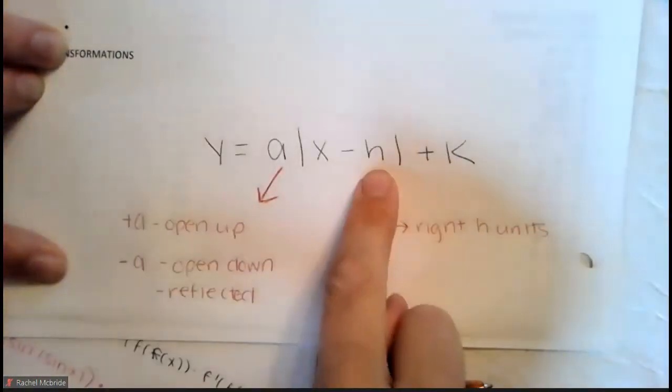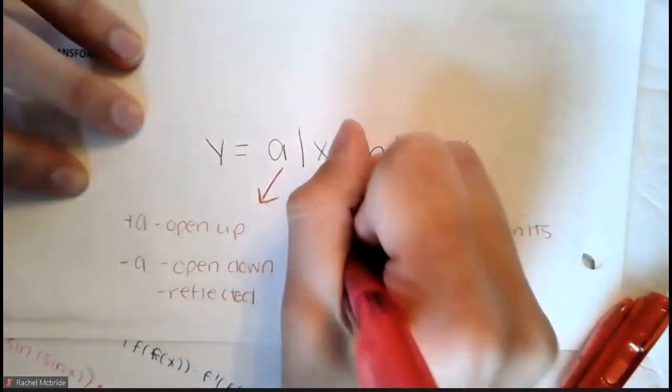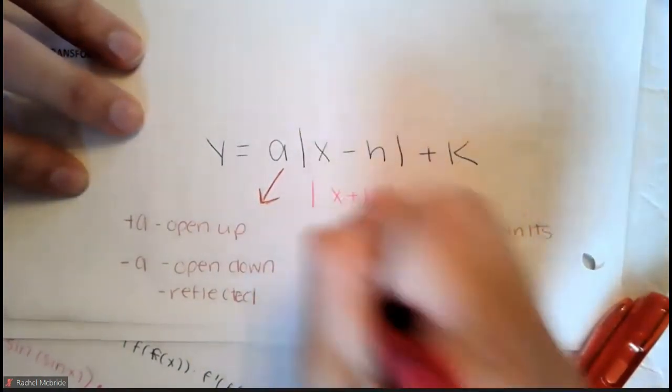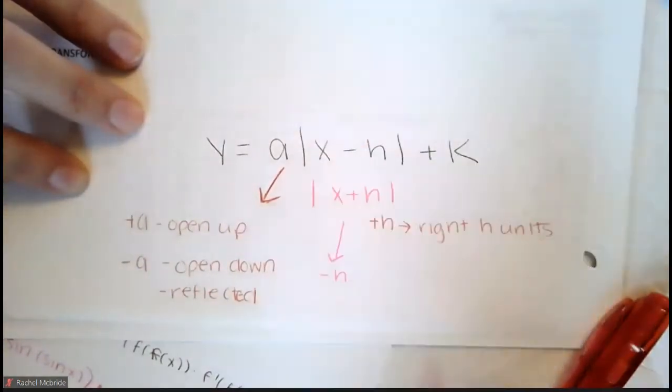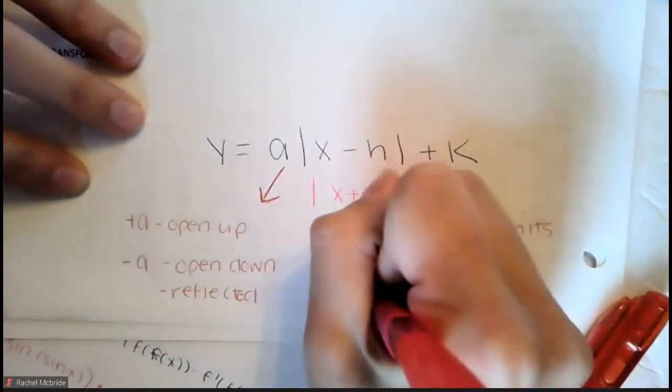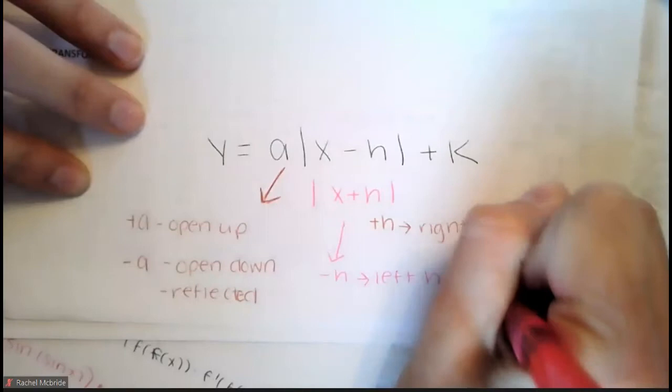If inside the absolute value it is x plus h, then that's really like a negative h value, because the minus turned it to that positive. And that tells me that my graph is going left h units.